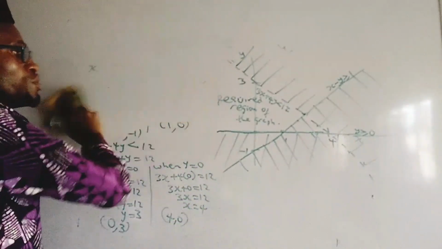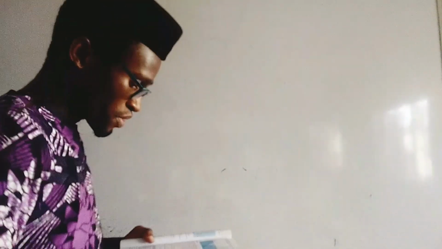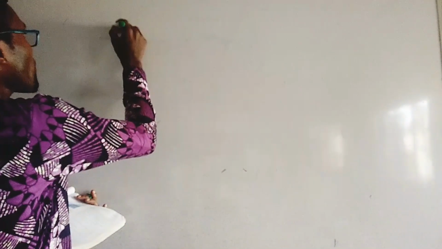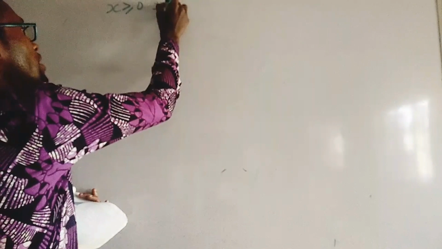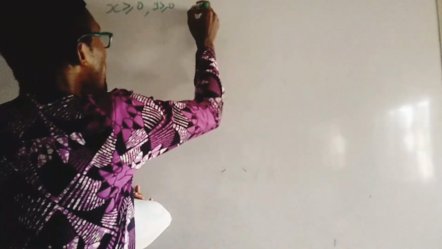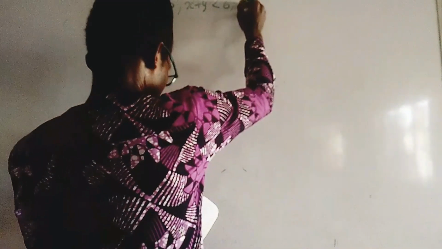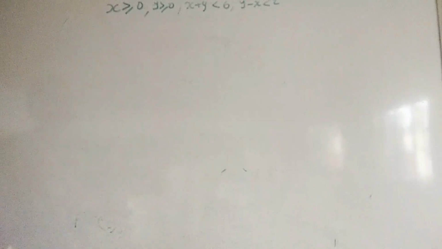In case you are confused with this, this question is actually from the New General Mathematics book 2. You see the questions there. Let's go. We have questions like this: x ≥ 0, y ≥ 0, x + y < 6, y - x < 2. So we have four graphs to represent on our graph.